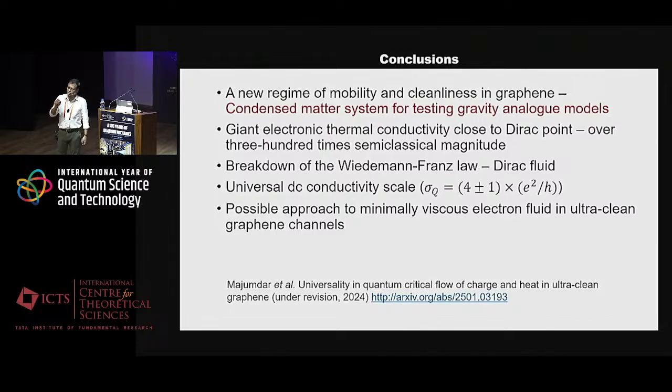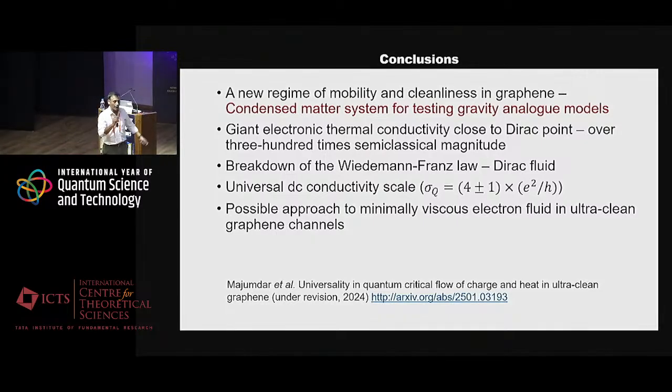We are in a situation where our disorder in the system is sufficiently low that some of the quantum critical physics can be approached in a new way. We have a giant thermal conductivity close to a Dirac point, over 300 times larger than the semi-classical magnitude. We have seen the obvious breakdown of the Wiedemann-Franz law. First evaluation of the quantum critical conductivity, which seems to be on the order of 4 e squared by h, independent of devices and materials.